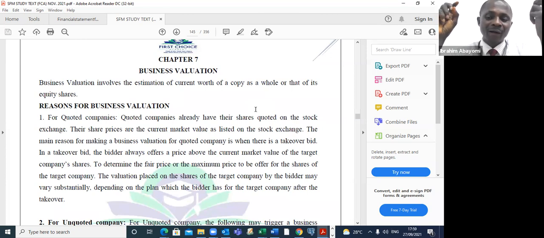You may also need to value a quoted company where the company is to be taken over. One company wants to buy over the company. The company that wants to buy the other company has to carry out business valuation of the company it wants to buy. So whether quoted or unquoted, you need business valuation wherever a company is to be bought out or bought over.